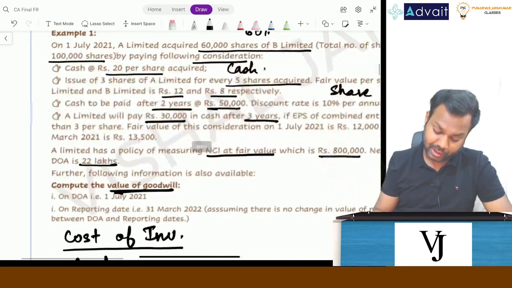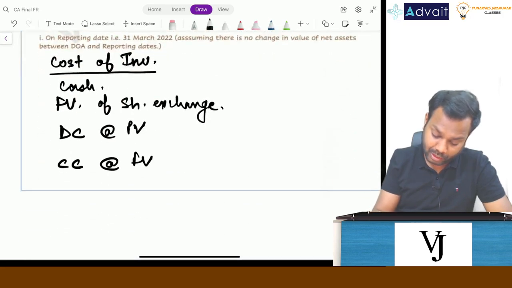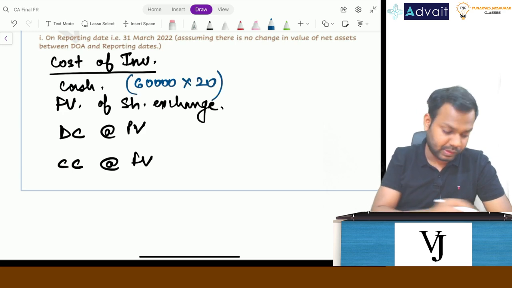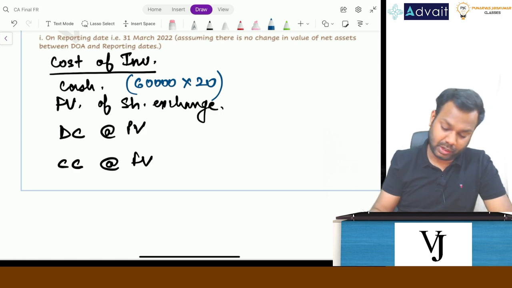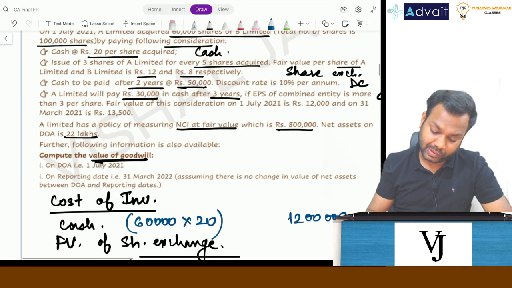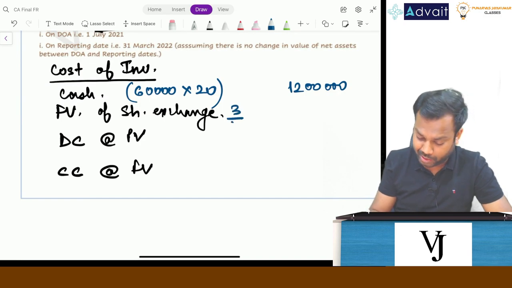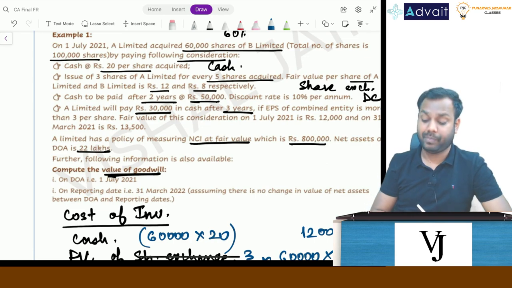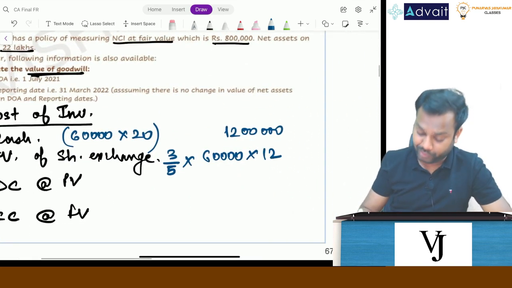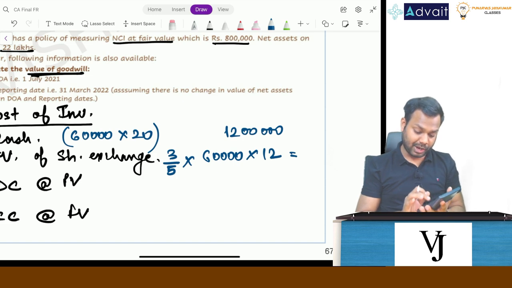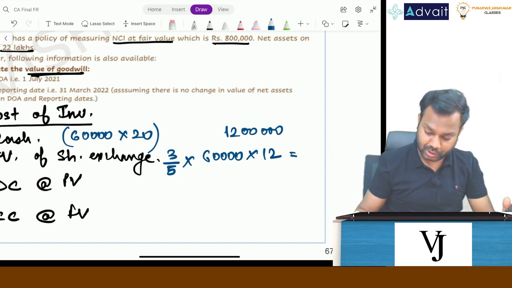Now let's calculate. 60,000 shares multiplied by 20 is 12 lakhs. Now, issue of 3 shares for every 5 shares acquired, so it is 3 by 5 for 60,000 shares. What is the fair value? Tell me which one will take, 12 or 8. Very good. We'll take 12, the fair value of the parent company. So what is the value? Tell me, guys. Come on. 3 by 5 multiplied by 60,000 multiplied by 12 is 432,000.